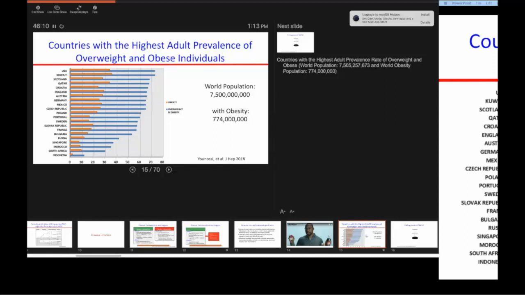And this is some of the latest data about obesity around the world. So we're not the most obese country anymore. Kuwait actually overtook us, and a lot of the Middle East. The world population is 7.5 billion, and almost 1 in 8 people in the world are living with obesity. So this is a growing problem.